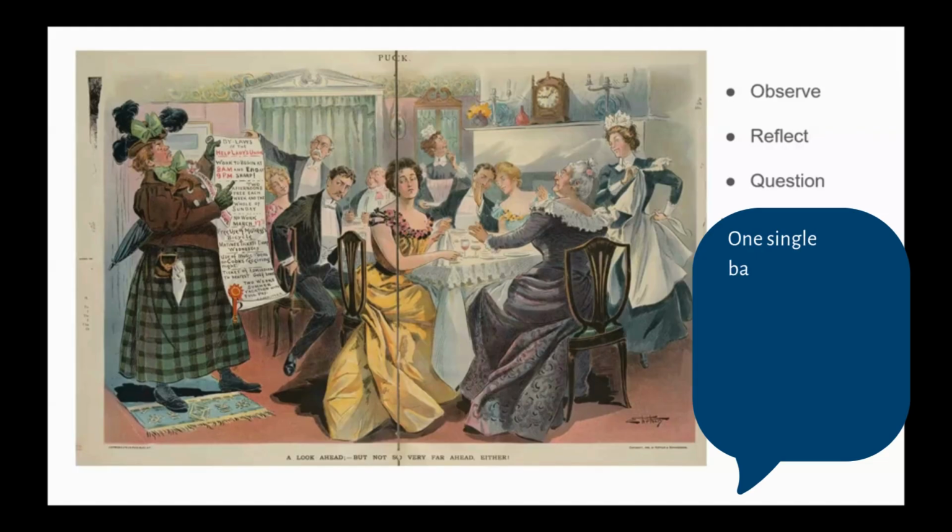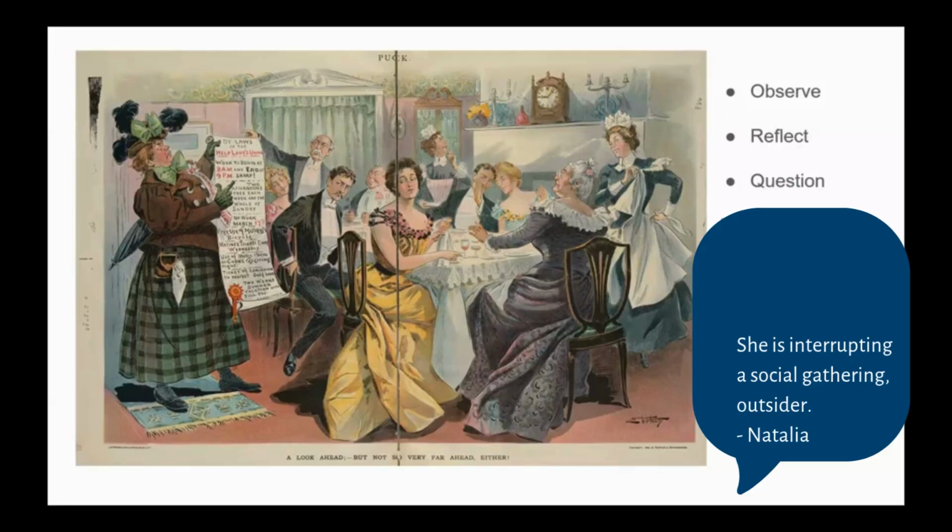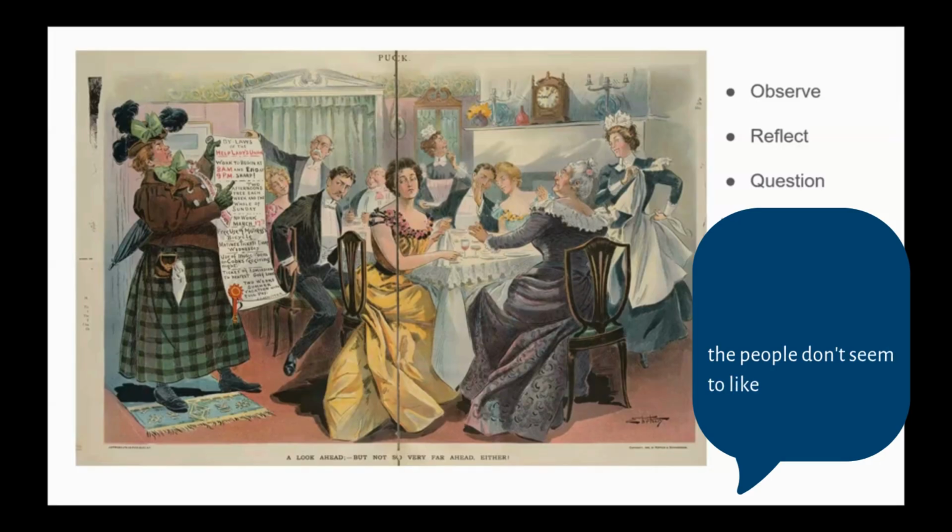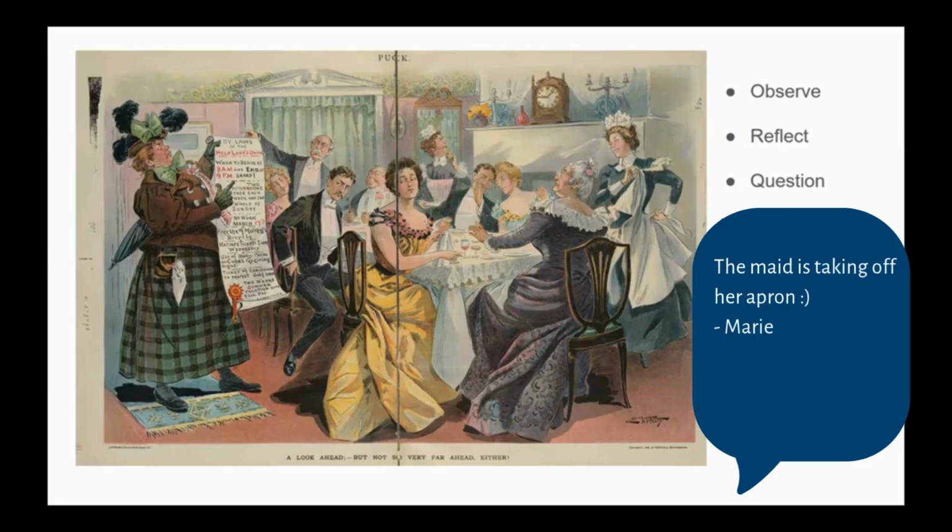One single background. She is interrupting a social gathering. She is an outsider. Yes, they do not seem happy to see her, right? And the people don't seem to like her. The man is whispering to the woman. So I wonder what they're whispering about. Yes, the maid is taking off her apron. I wonder why.